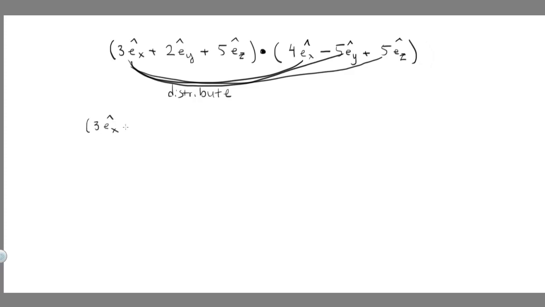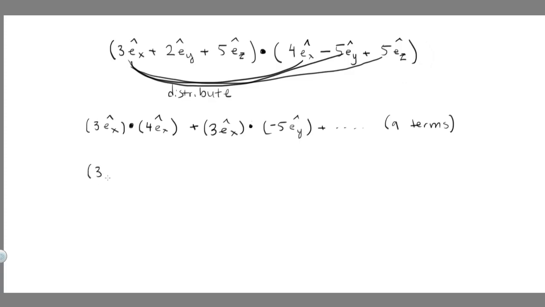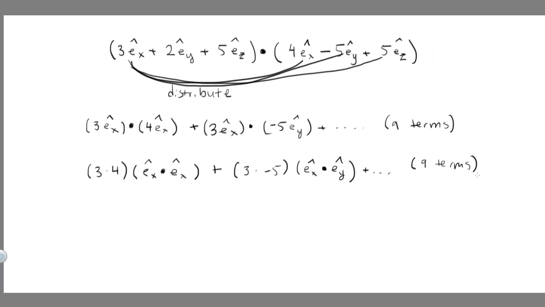So let's write down the first term. The first term is just 3 ex hat dotted with 4 ex hat. I'll write down a couple more terms just to show the process. 3 ex hat dotted with minus 5 ey hat, and so on, and you'll have 9 terms in the end. The first thing we'll do is pull the numerical values out to the front. So 3 times 4 we can put at the front, and then in the back we'll have ex hat dotted with ex hat, as a dot product operation is done between vectors, right? So we can pull out the numbers in the front, and then we'll just deal with the unit vectors when we do the dot product. So and so on, and 9 terms as we've defined before.